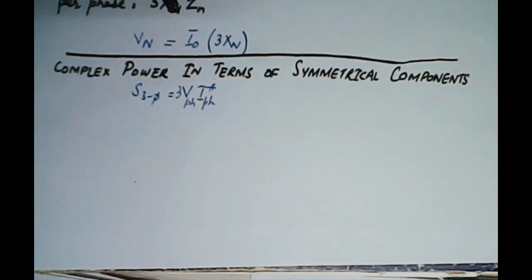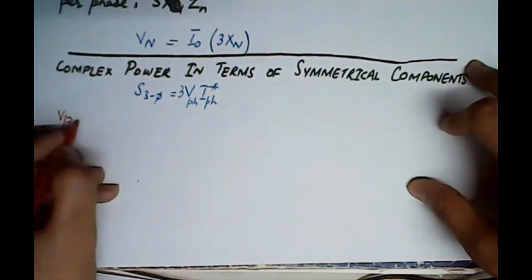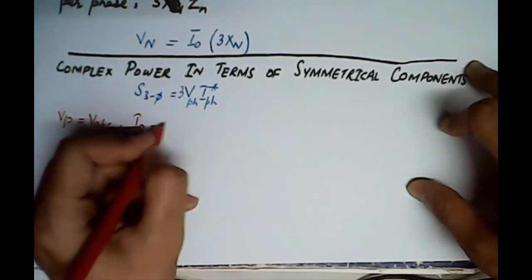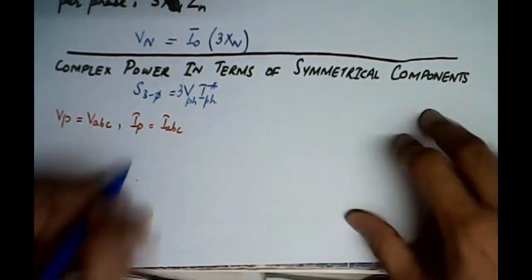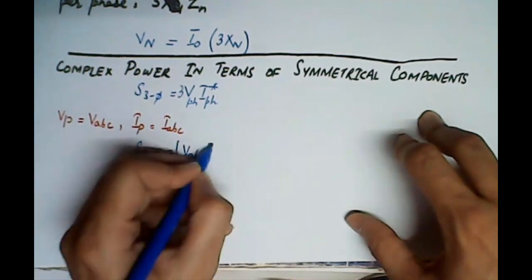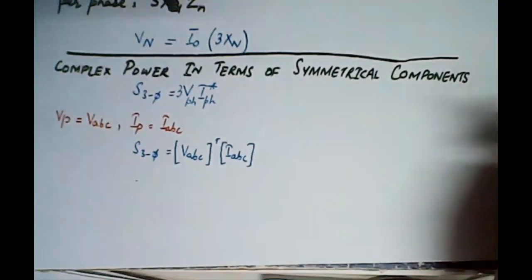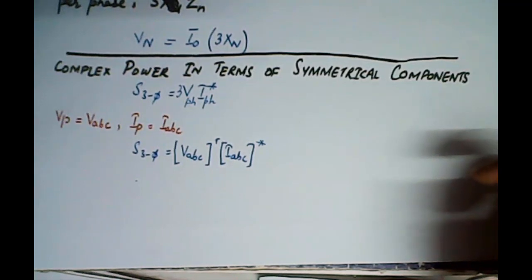We also know that Vp is equal to VABC, and Ip, the phase value, is equal to IABC. So we can convert these values. When we are considering all three phases separately, there is no need to involve the factor of 3. The 3-phase power will now be VABC matrix transpose times IABC conjugate matrix. Ultimately this would be VA IA conjugate plus VB IB conjugate plus VC IC conjugate.